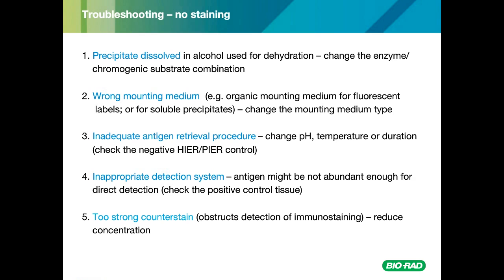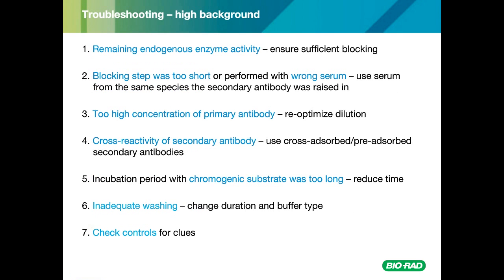What could be the reason if I get too high background staining? Scenario 1 could be that there is too much remaining endogenous enzyme activity in the tissue, and therefore ensure that you're blocking sufficiently and also make sure that you're blocking all enzyme types. That includes the peroxidases, the phosphatases, and also the endogenous biotin if you're using other than biotin-based detection systems.